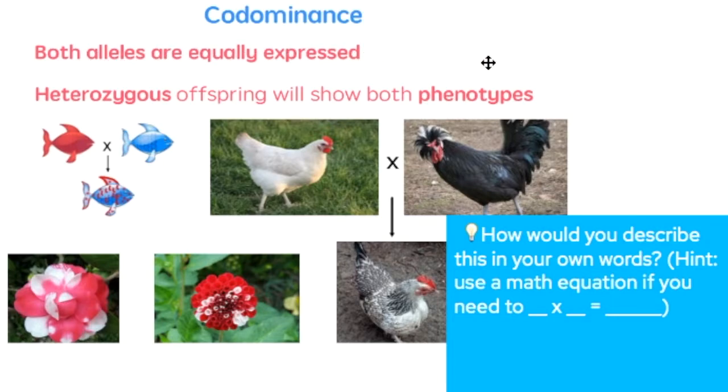So you can think of these like co-pilots or co-captains. They don't blend together. They're both equally powerful, but you can see both of them in the offspring. So heterozygous, meaning the mixed offspring, will show both phenotypes. Go ahead and in the blue box, write how you would describe this in your own words. Hint, use a math equation like this if you need to. So blank crossed with, or times, blank equals blank. So use the colors of any of these examples to help you remember what codominance results end up being.